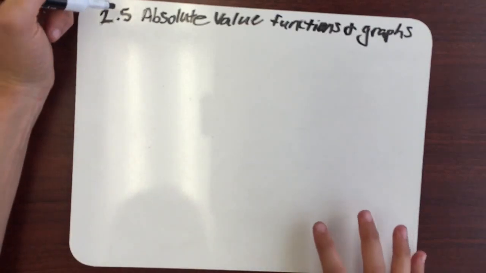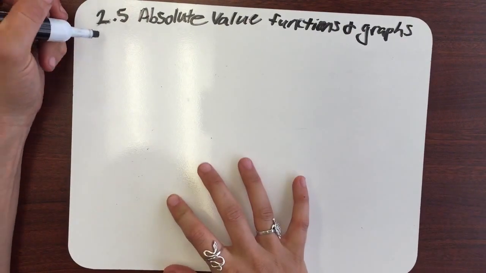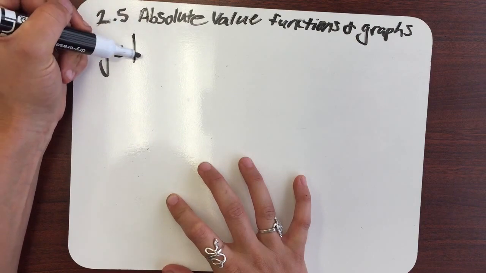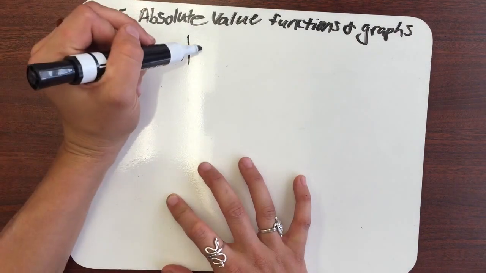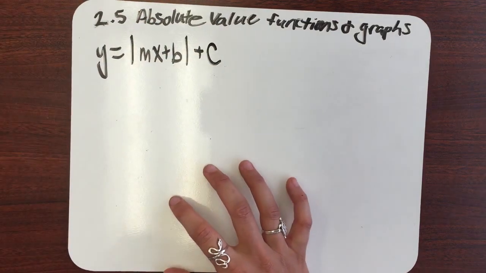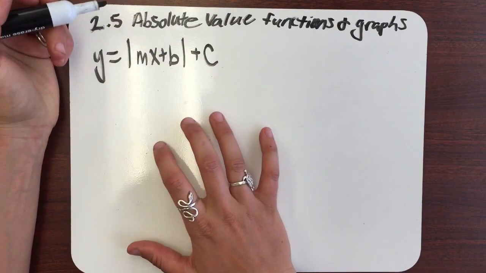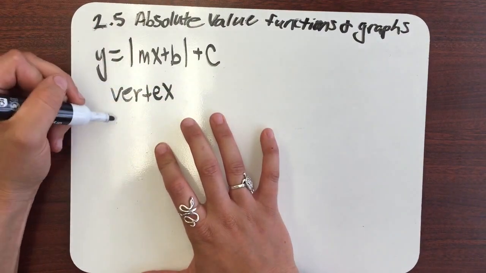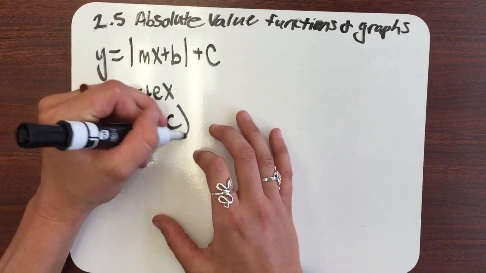Today we're going over 2.5 absolute value functions and graphs. When you have something in the form of y equals the absolute value of mx plus b, close your absolute value, plus c, then this is a type of absolute value function. And in order to find the vertex, you're going to use negative b over m comma c.